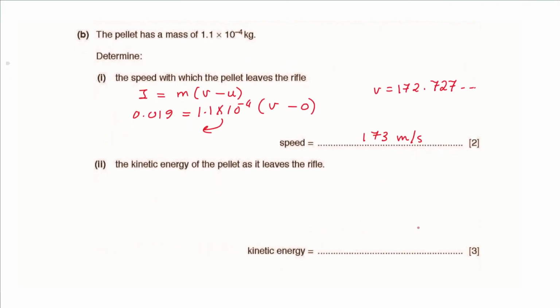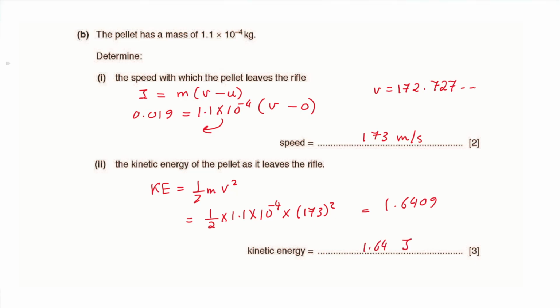Part B(i) says the kinetic energy of the pellet as it leaves the rifle. We can calculate kinetic energy as half mv squared. M is the mass and v is the speed, calculated in the previous question. Half times 1.1 times 10 to the power of negative 4 multiplied by the speed, which was 173 squared. That gives an approximate value of 1.6409. We can further approximate that to 1.64 joules.